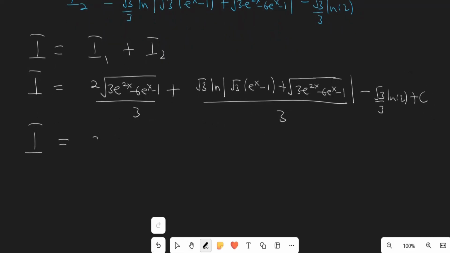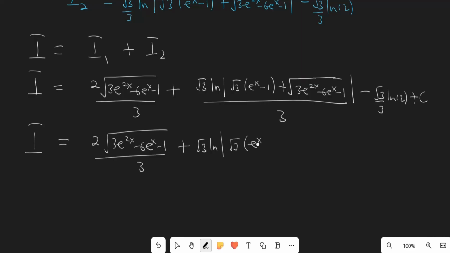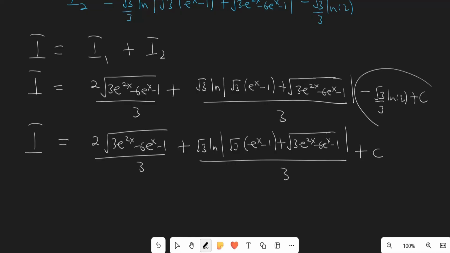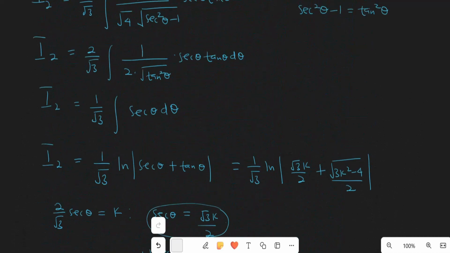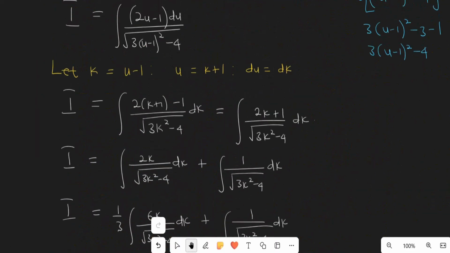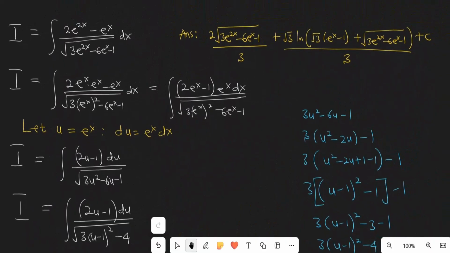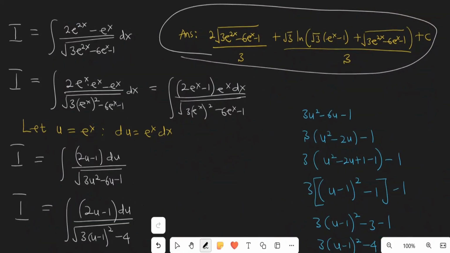So now let's finish off this video. This is the square root of 3 e to the 2x minus 6 e to the x minus 1 divided by 3 plus the square root of 3, the ln of the absolute value of the square root of 3 multiplied by e to the x minus 1 plus the square root of 3 e to the 2x minus 6 e to the x minus 1, divided by 3, and then plus one constant. So this one can be classified into another constant. Yeah, so this one is the answer to our beautiful integral, and this one conforms with the answer I gave in the beginning of the video. When we go to the top, we see that the answer I got down there is the same as the answer I provided in the beginning of the video.